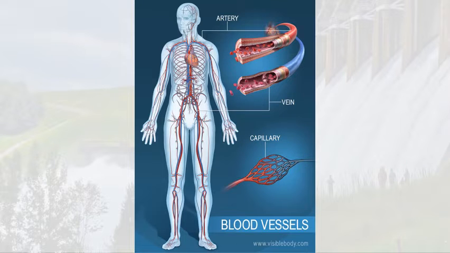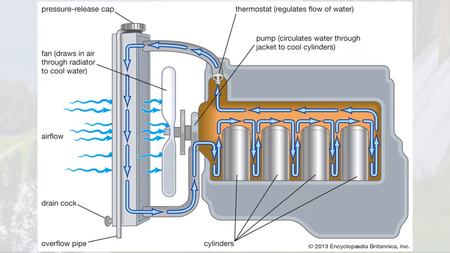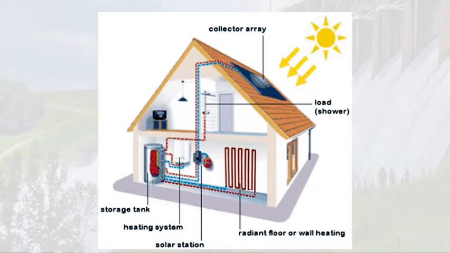Blood is carried throughout our bodies by arteries and veins. The cooling water in an engine is transported by hoses to the pipes in the radiator where it is cooled as it flows. Finally, the thermal energy in a hydronic space heating is transferred to the circulating water in the boiler, and then it is transported to the desired location using pipes.